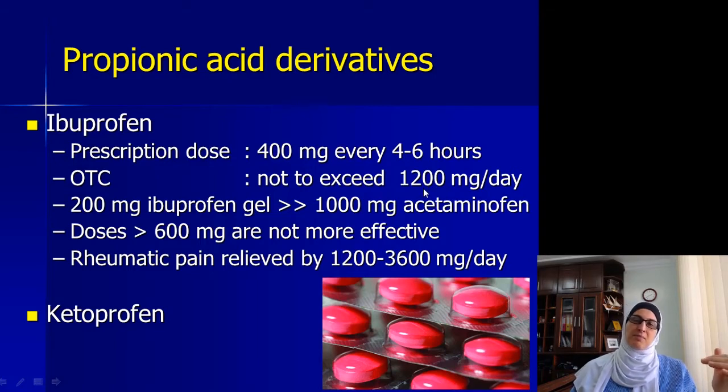So you can prescribe, for example, up to 3,000 milligrams of the medication. But this is considered a very high dose and it should be only for a short duration and should provide stomach protection by prescribing a proton pump inhibitor.